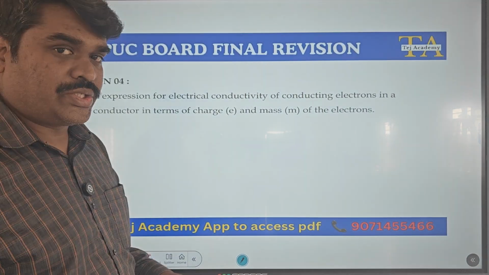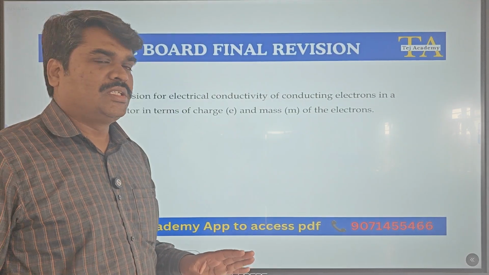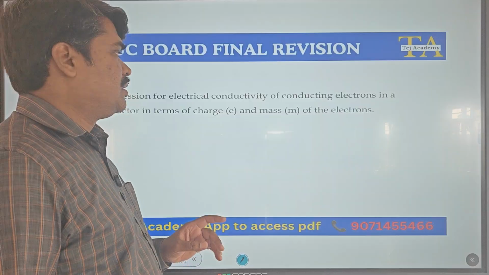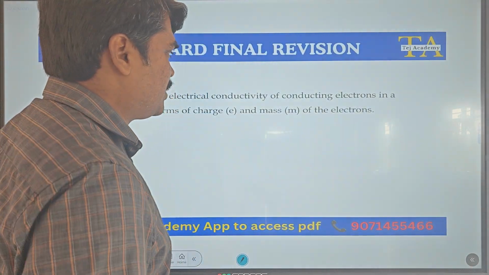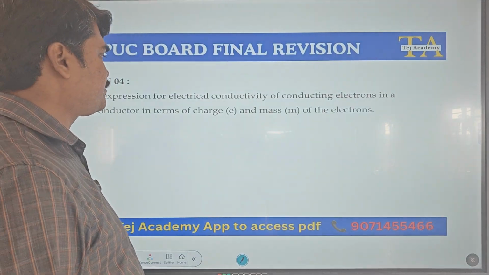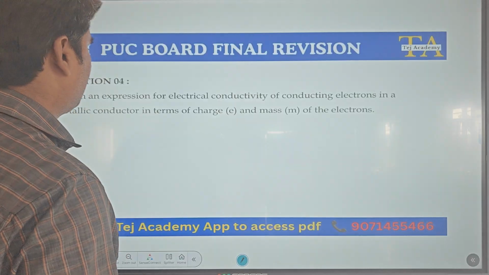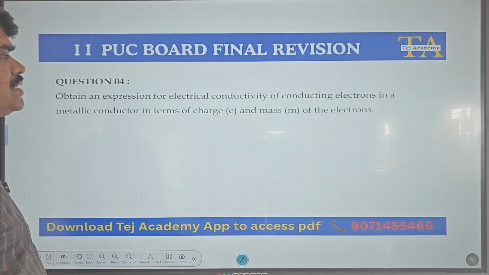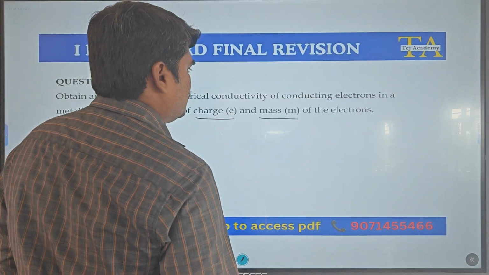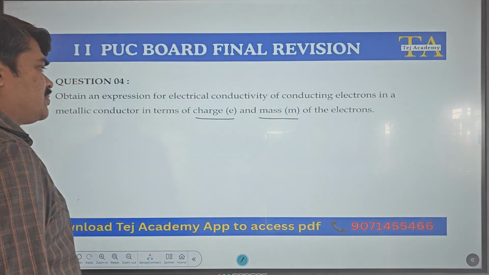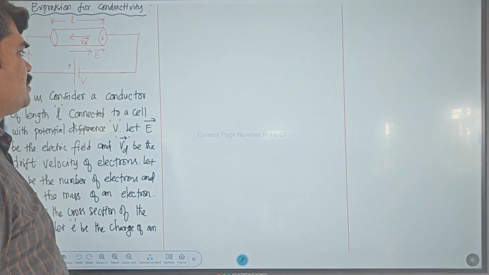So next we shall continue with the fourth question in the series of 5 marks questions or section D questions. In session 1 you might have seen that I had explained 3 questions. Now we shall go with the fourth question. Obtain an expression for electrical conductivity of conducting electrons in a metallic conductor in terms of charge e and mass m. So this is also a very important question. Easy derivation. So let us see the derivation.